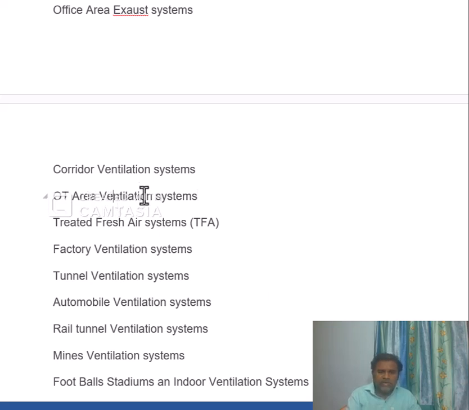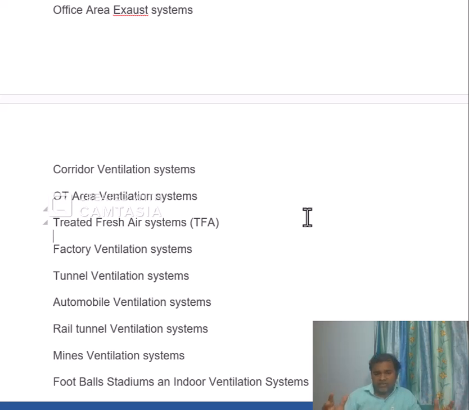And OT area ventilation systems, because in an operation theatre the air should be constantly changed and fresh air has to be brought in, in a filtered manner. We are not going to recirculate, we are going to take in and take out, in and out, because it's an operation theatre. We should not recirculate there, because the bacteria will not go out, it will keep circulating inside if we use a recirculation method.